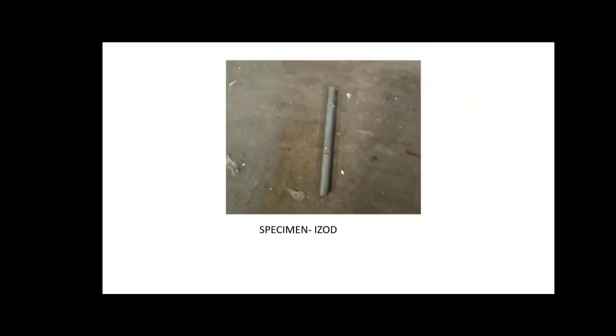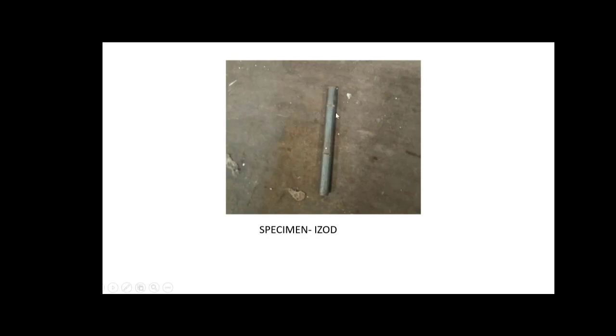So this is the specimen that we usually use for conducting the Izod test. It is a cylindrical specimen of circular cross section, and almost along its length, see here, two notches are provided. This specimen actually consists of two parts. It can be used for two tests.